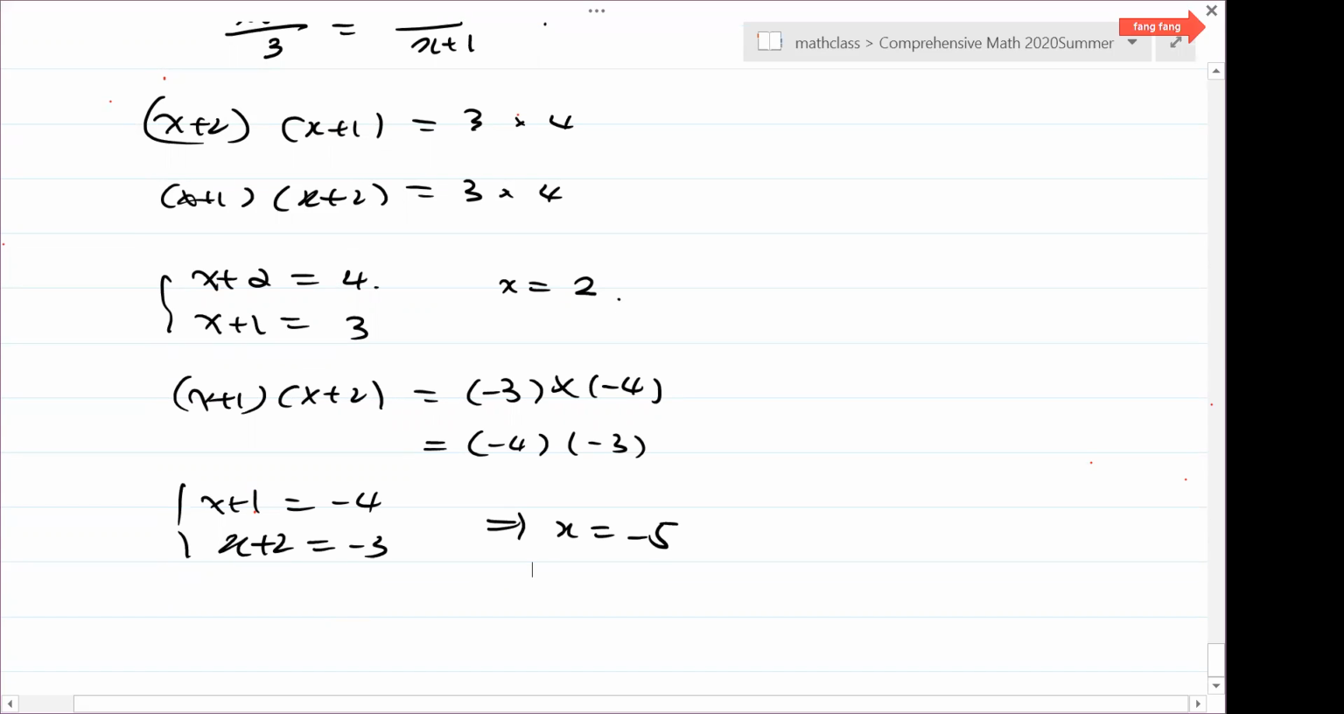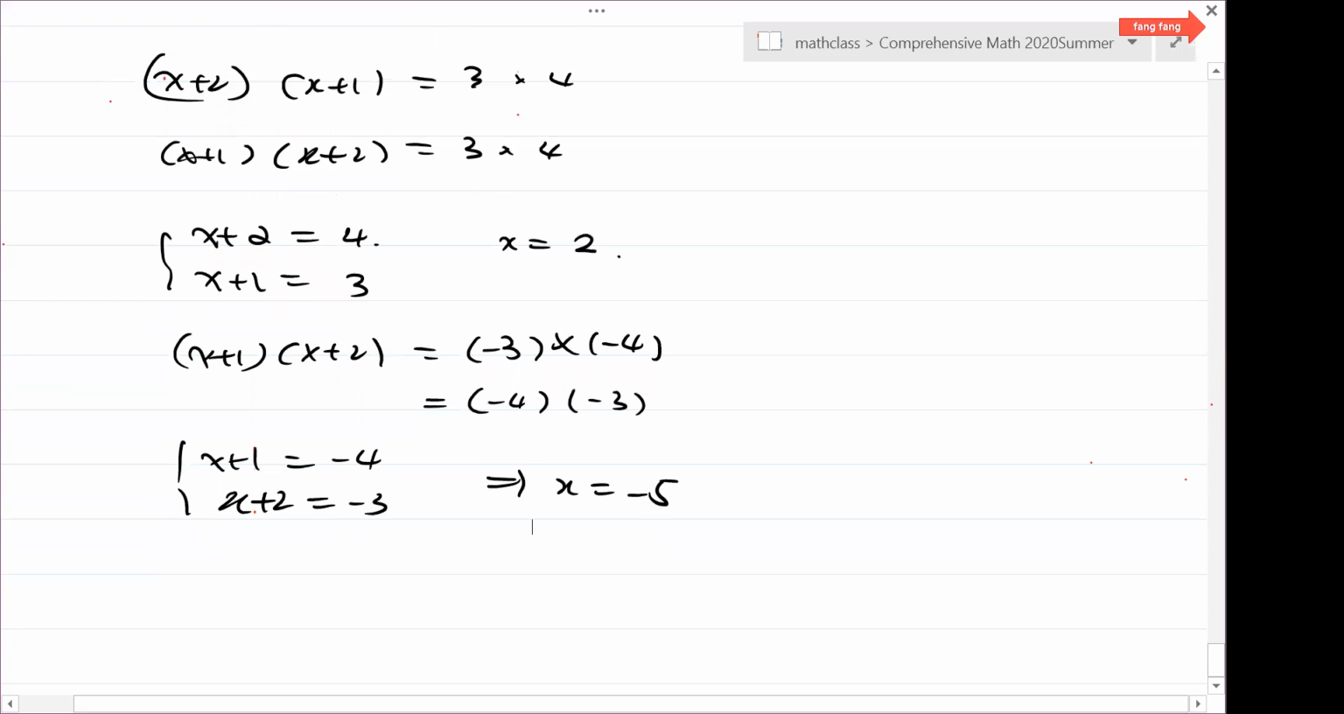You have to be very careful if you do it this way without solving the quadratic equation. Okay, so the answer will be this one. You see, it's very difficult. It's easy to miss that solution.